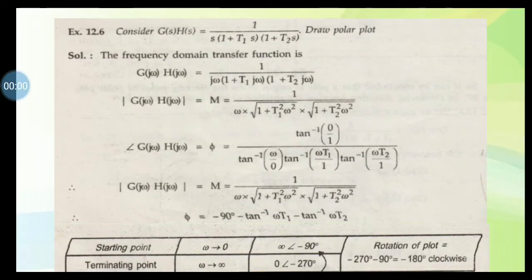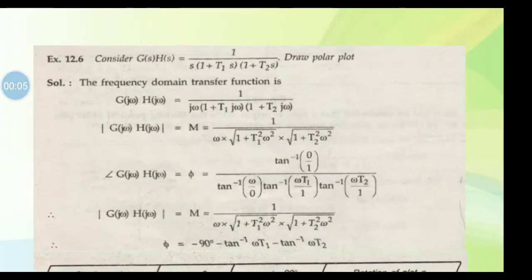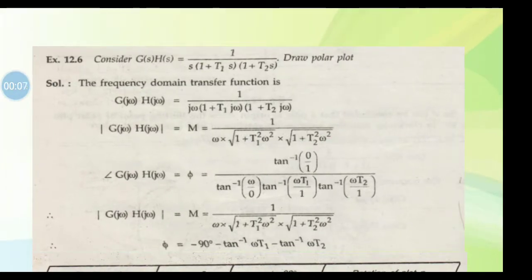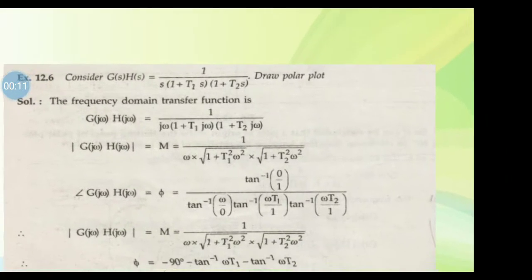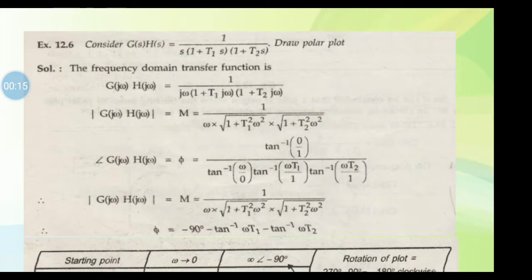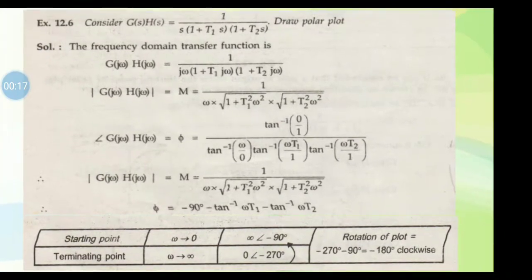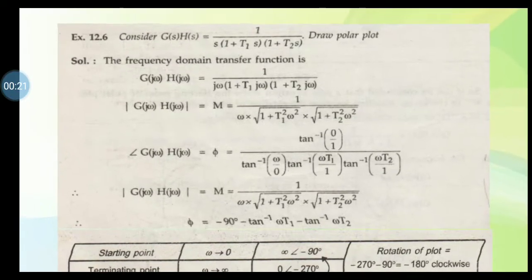In this lecture, we will take a problem. The problem statement is: consider G(s)H(s) = 1 / [s(1 + T1 s)(1 + T2 s)]. Draw the polar plot. So the solution is, the frequency domain transfer function is, so we'll substitute s = jω.